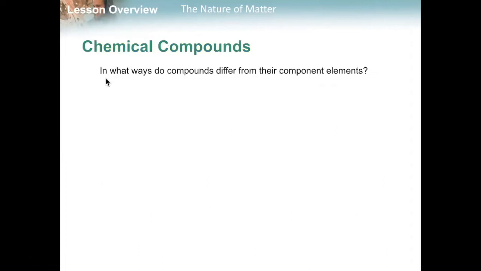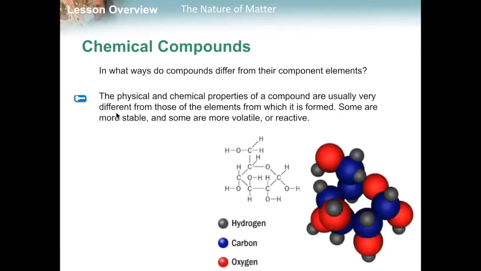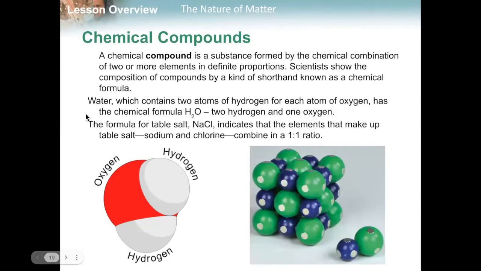In what ways do compounds differ from their component elements? The physical and chemical properties of a compound are usually very different from those of the elements from which they are formed. Some are more stable and some are more volatile or reactive. A chemical compound is a substance formed by the chemical combination of two or more elements in defined proportions. Scientists show the composition of compounds by shorthand known as a chemical formula.